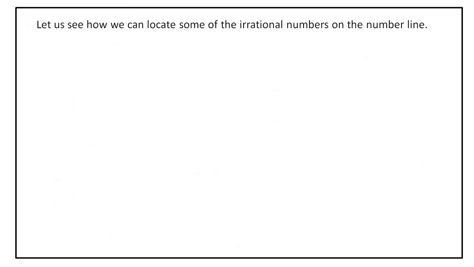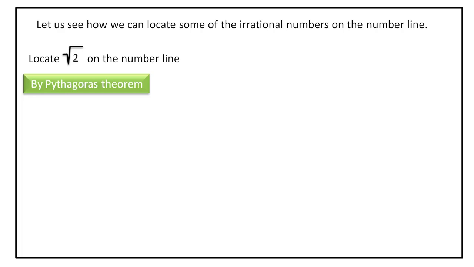Last year you studied how to represent a rational number on a number line. Now we see how to represent an irrational number on the number line. For example, locate square root 2 on the number line. Square root 2 is an irrational number.